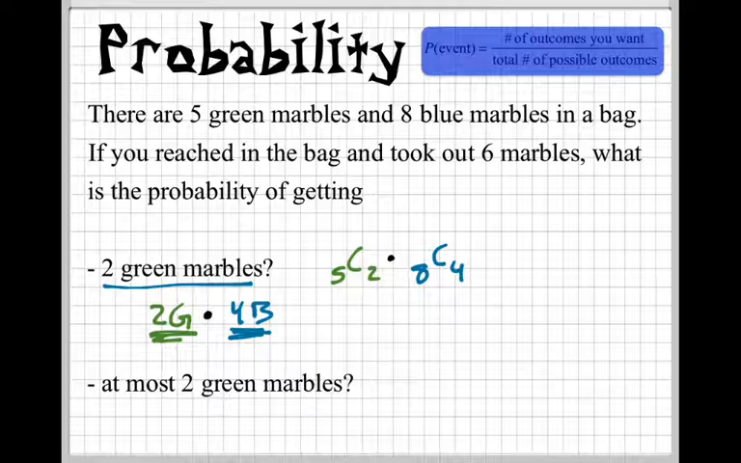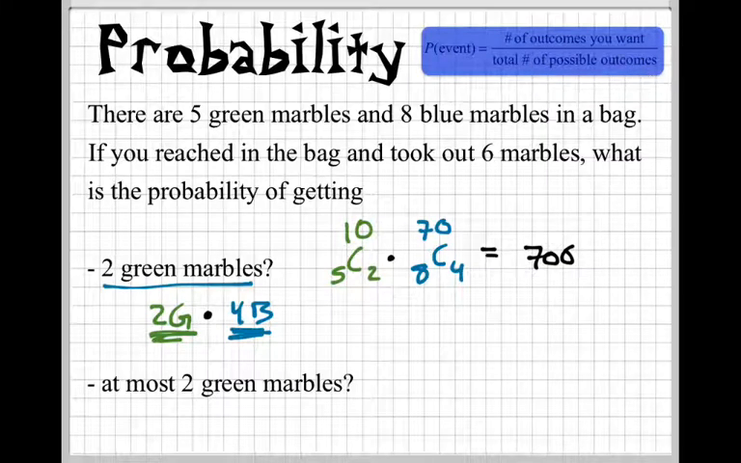So 5 choose 2 is 10. And then for the blue, we got 8 choose 4. That's 70. And so we multiply those two together, we get a total of 700. Now, that's the 700 outcomes that we want. We haven't figured out a probability yet. The probability is the number of outcomes that you want over the total number of possible outcomes.